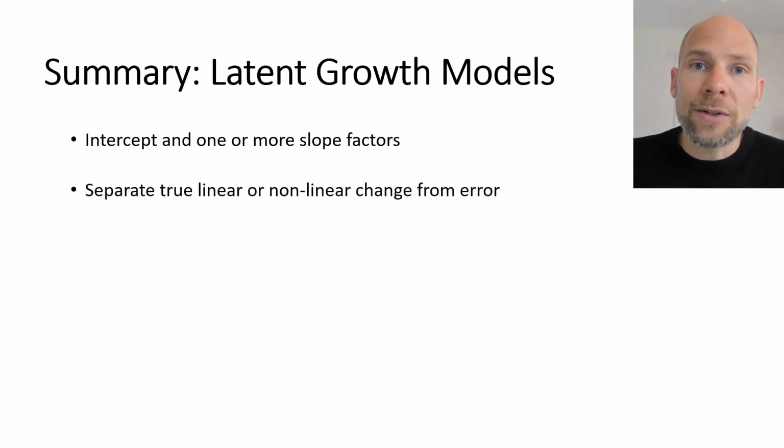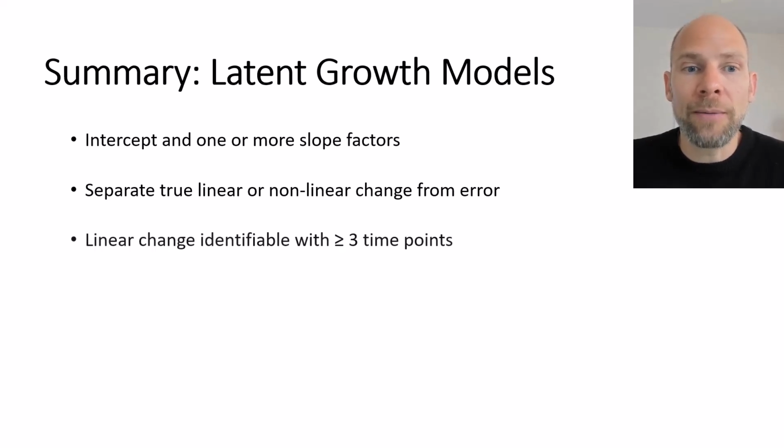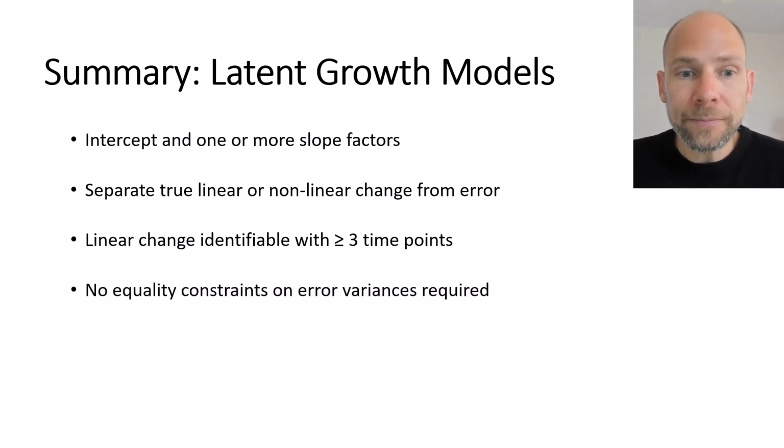This model allows us to separate true linear or nonlinear change from measurement error. We can identify linear change already with 3 time points. So that's important because that's a little different for at least the single indicator latent change score model. So we need only 3 time points if our interest is just in linear change. For quadratic change, you would need 4 or more. And in this model, we don't have to place any equality constraints for identification on the error variances.